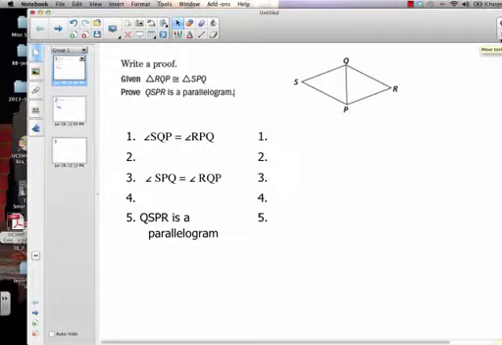Just thought I'd post a little video, maybe to review some things about proofs and use properties of parallelograms and sufficient conditions of parallelograms a little bit differently than we've been doing with congruent triangles.